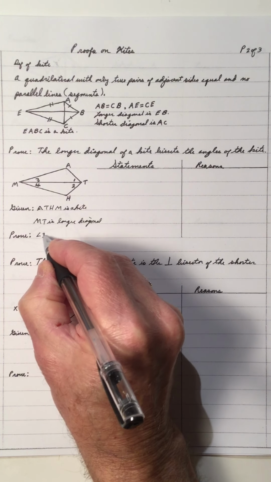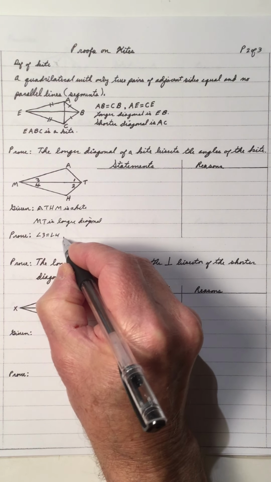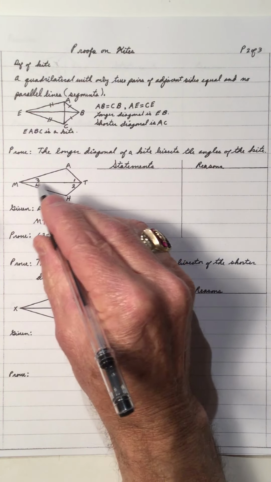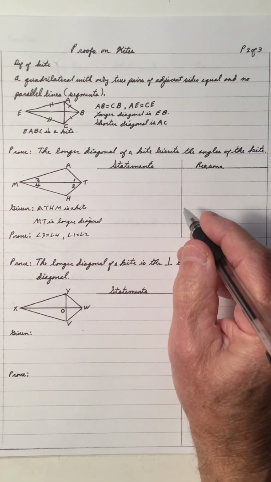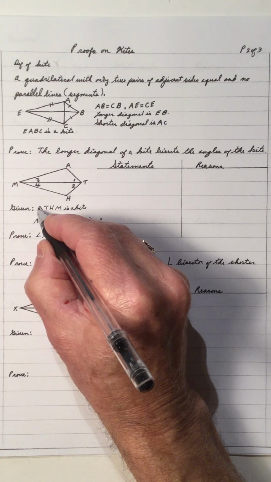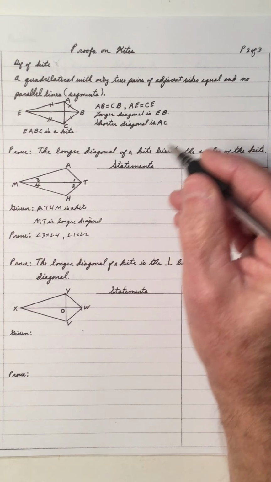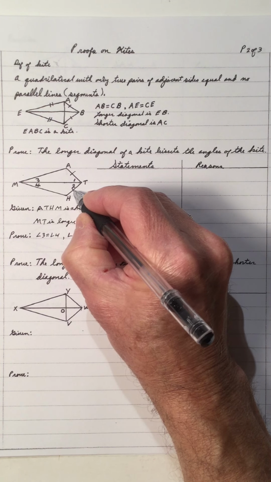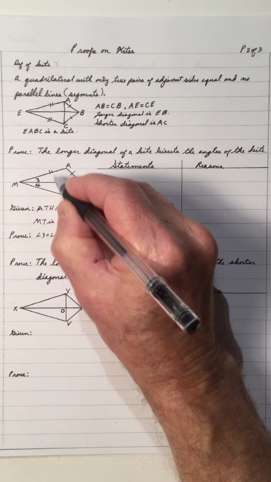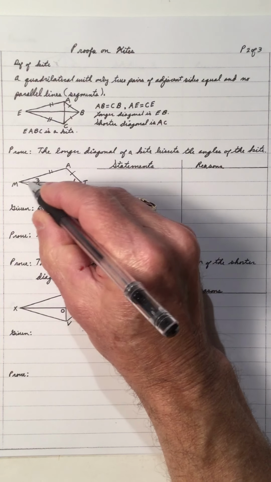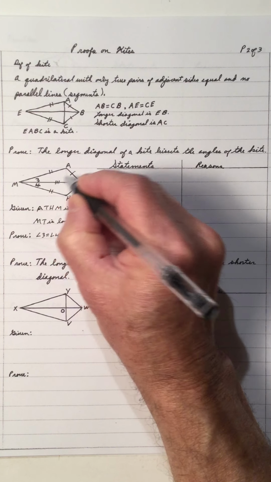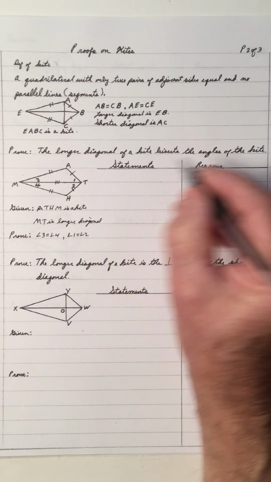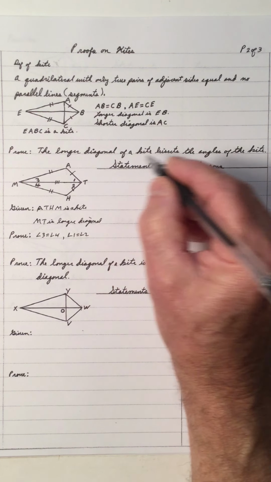So we've got to prove that angle 3 equals angle 4. And we also have to prove that angle 1 equals angle 2. So the longer diagonal bisects the angles. Okay, here we go. We have a kite, so that means that AT is equal to HT, AM equals HM, and MT is equal to MT, reflexive. So the triangles are congruent, so the angles are equal by CPCTC. So therefore, it bisects the angles.